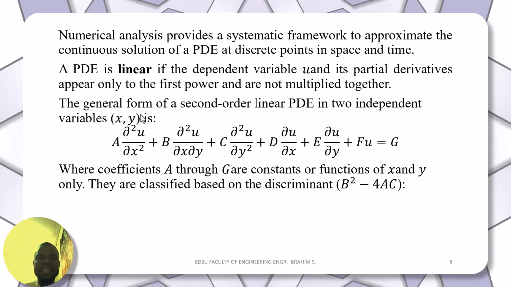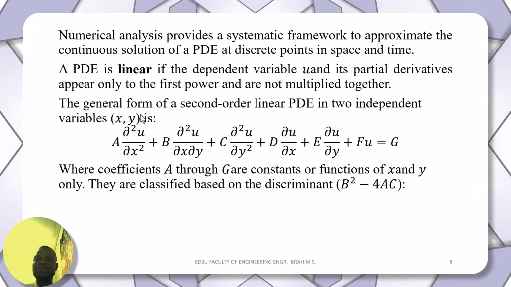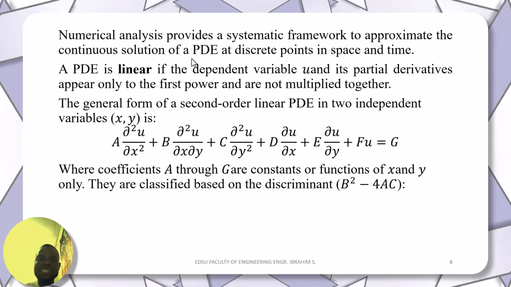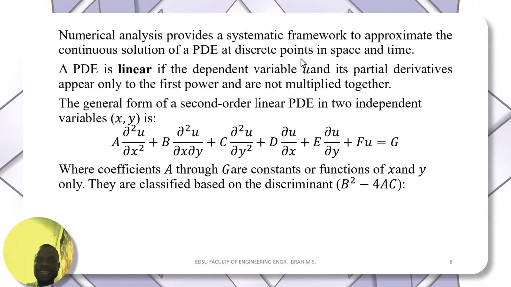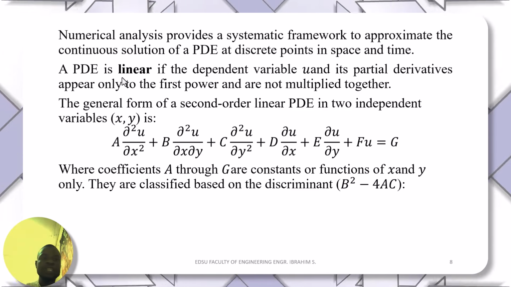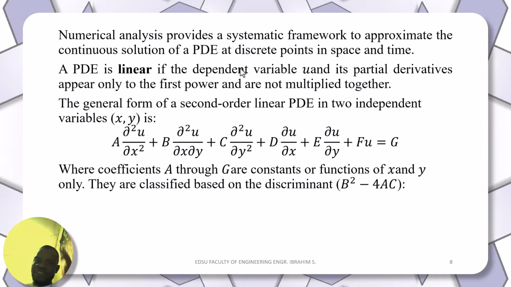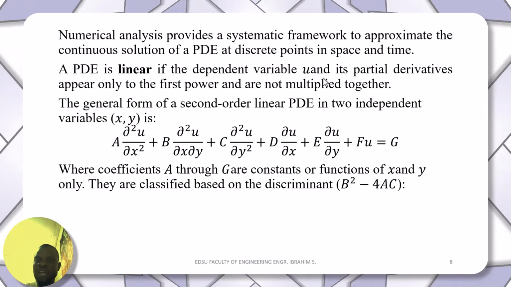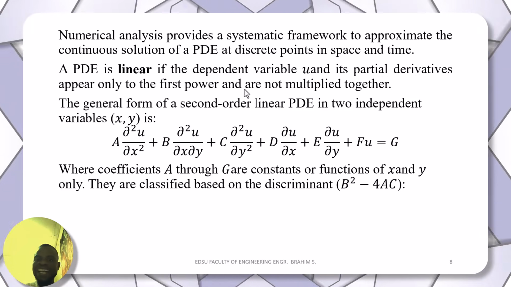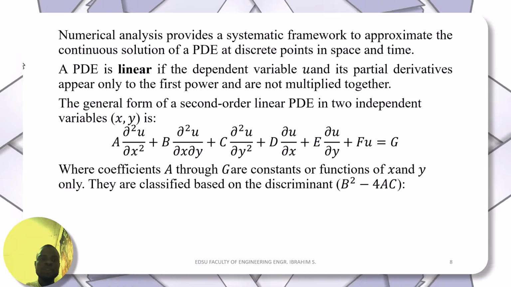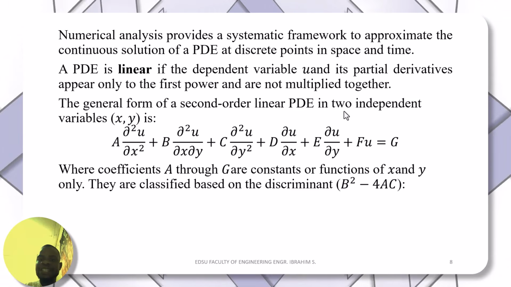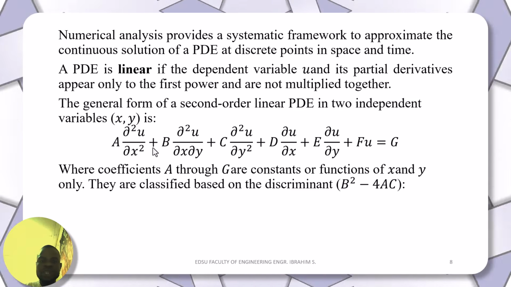So numerical analysis provides a systematic framework to approximate the continuous solution of a PDE at discrete points in space and time. So a PDE is either linear or non-linear. A PDE is said to be linear if the dependent variable u and its partial derivatives appear only to the first power and are not multiplied together. So the general form of a second order linear PDE in two independent variables is this.